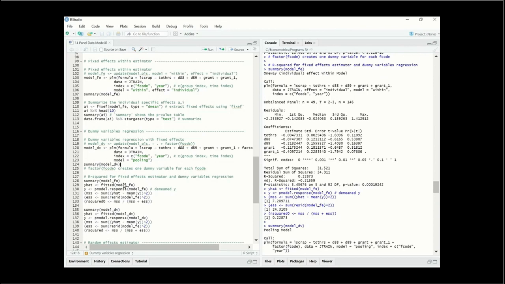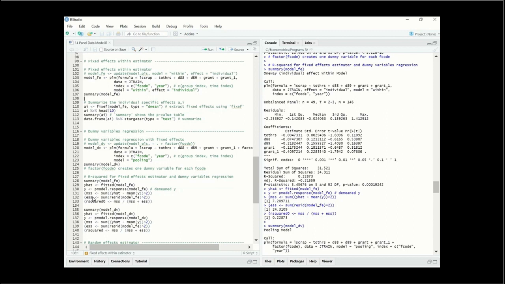We're going to summarize the model again. And let's get the fitted values from this model, call them y hat. And here, let's look at the demeaned y. For each observation we're going to be calculating y hat minus the mean of y, and this is going to be the model sum of squares.